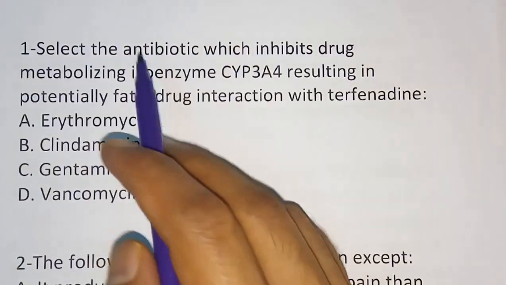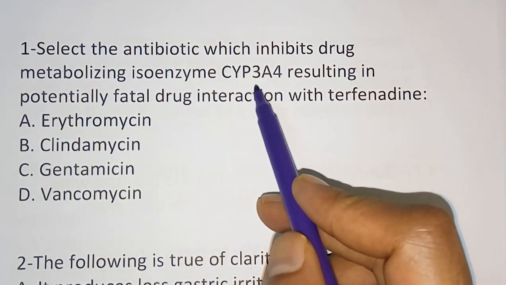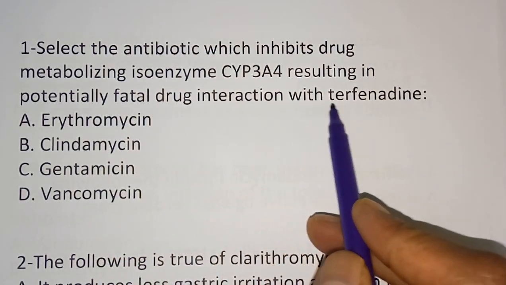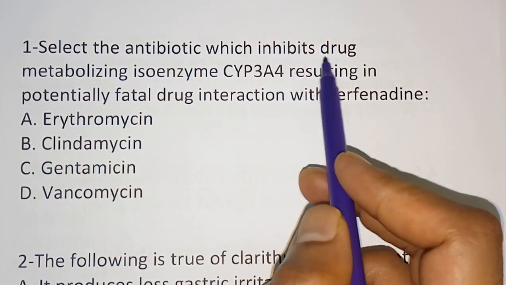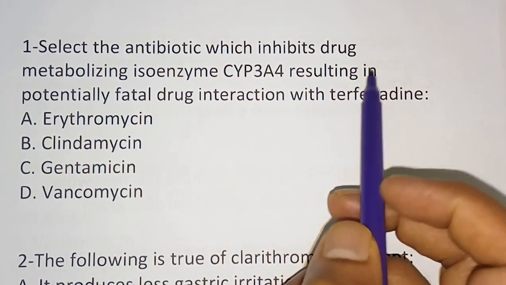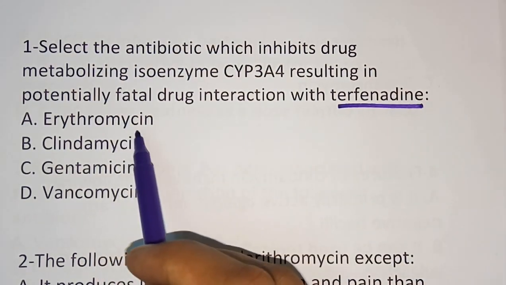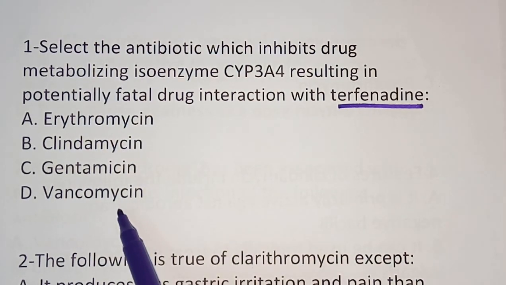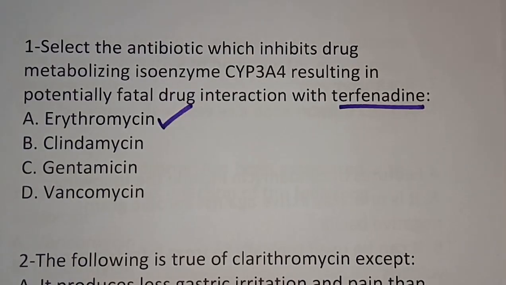The first question of the video: select the antibiotic which inhibits the drug metabolizing isoenzyme cytochrome P3A4, resulting in potentially fatal drug interaction with terfenadine. Option A, Azithromycin. Option B, Clindamycin. Option C, Gentamicin. Option D, Vancomycin. The correct answer for this question is Azithromycin.